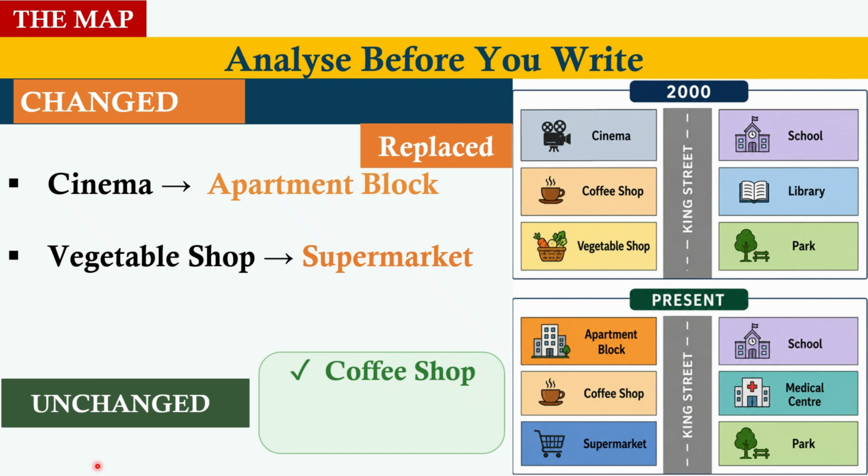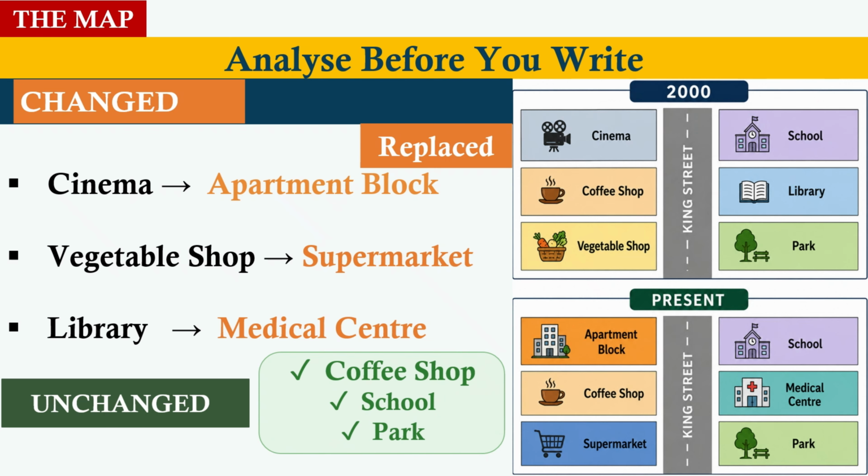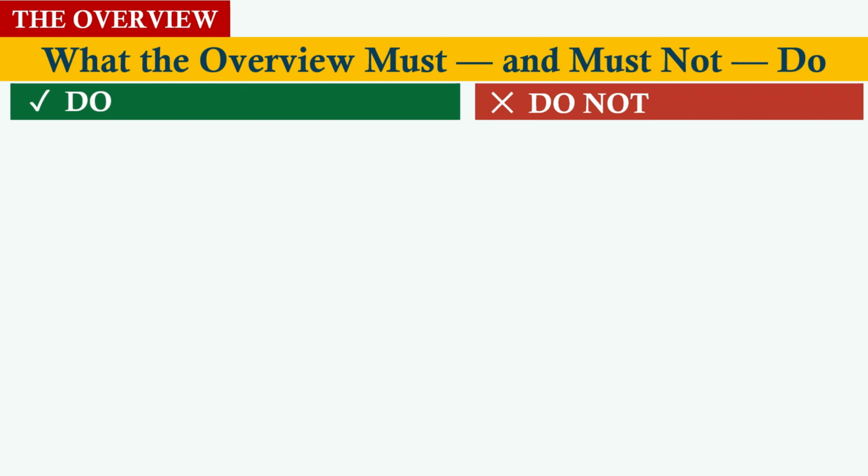On the eastern side, only one change took place. The library was replaced by a medical center, while the school and the park remained in their original positions. Now you are ready to write. The overview is the most important paragraph in Task 1, and one of the most misunderstood. It tells the examiner the big picture of the map before you discuss any details.